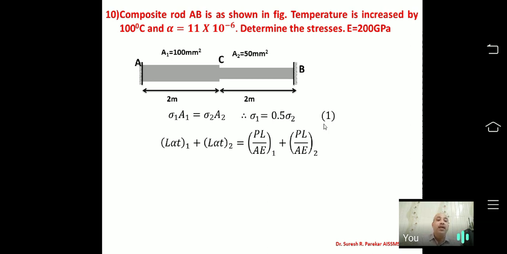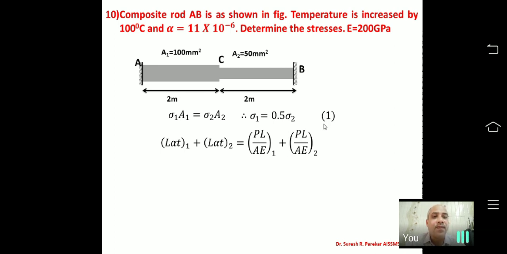We have seen in the vertical member, in the last lecture, where we considered it, and there we have shown R on both sides that are same. So now here we can go sigma 1 A1 equal to sigma 2 A2. So my force for AC should be equal to force for CB, then only we are going to get equilibrium, from which I will get sigma 1 in terms of sigma 2. Now A1 is 100, A2 is 50, so automatically sigma 1 becomes 0.5 sigma 2.